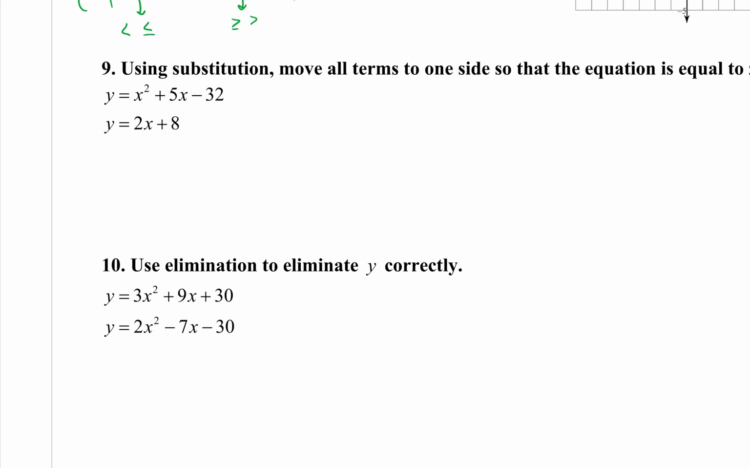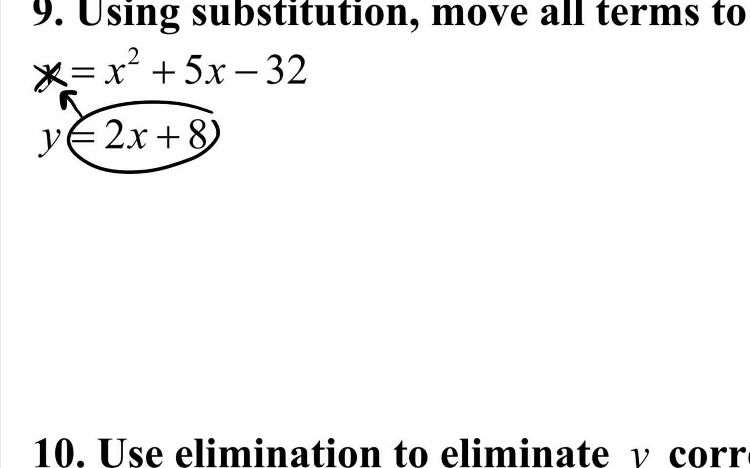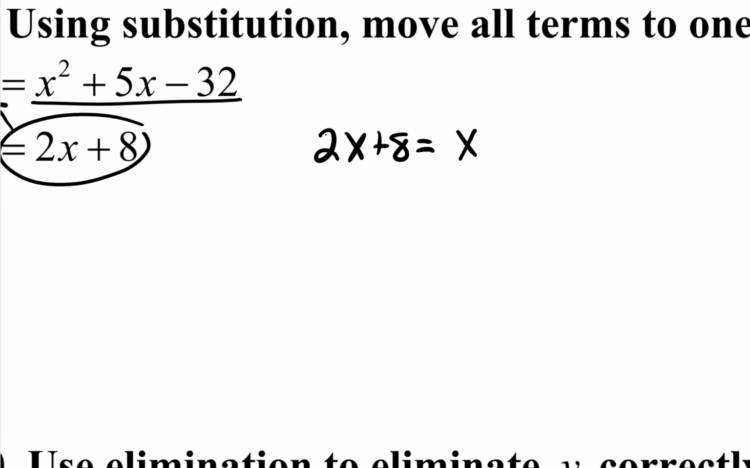Alright, number 9. Using substitution, move all terms to one side so the equation is equal to 0. So if you remember on this one, I'm going to take this whole thing right here and replace it for y. So this y is going to go away. So really what I'm doing is I write 2x plus 8 equals, and then I write this entire expression right here, x squared plus 5x minus 32.